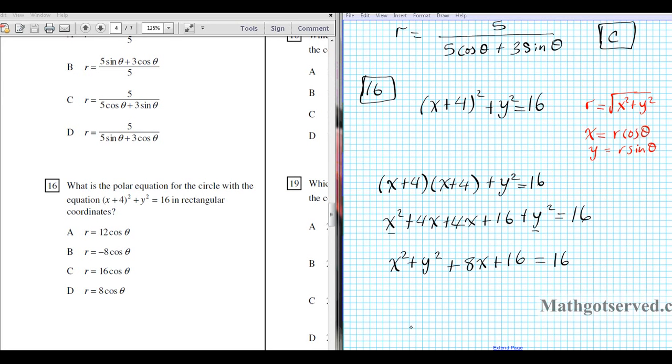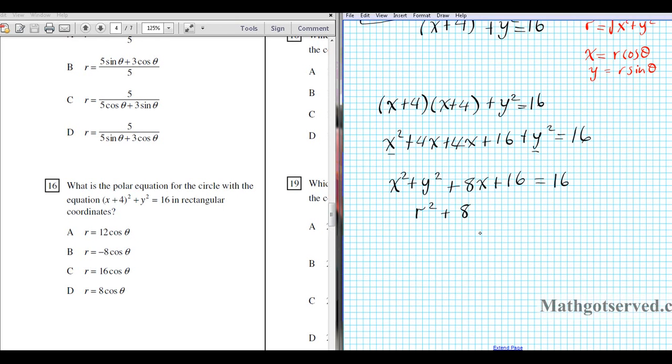Alright, so another point to note is that since r is the square root of x squared plus y squared, if I square both sides, r squared is equal to x squared plus y squared. So anytime you have x squared plus y squared, you can replace it with r squared. Since you have x squared plus y squared here without a square root, that means r is simply being squared to get rid of the square root. So we're going to make a substitution here, x squared plus y squared with r squared, plus 8. Now what is x? x is r cosine theta, right? So I'm going to make another substitution here. Instead of x, I'm going to replace it with r cosine theta, plus 16 is equal to 16.